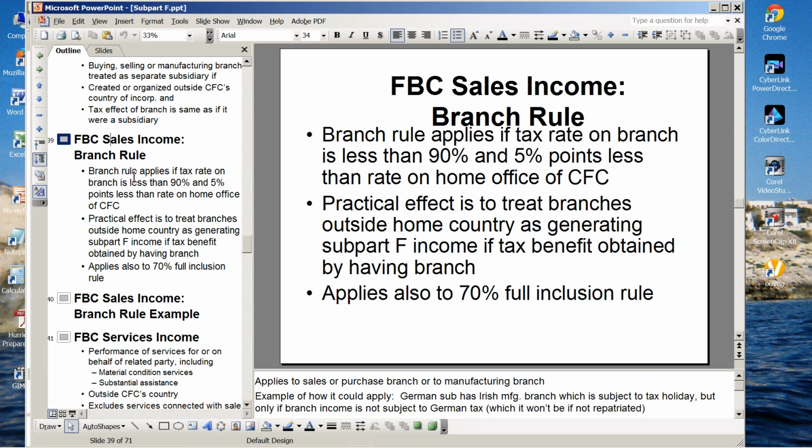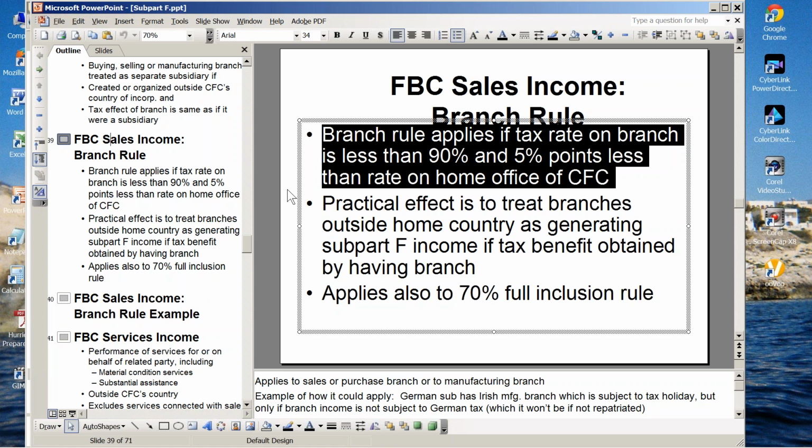with a limitation. Just because you have a branch and just because it's treated as a subsidiary doesn't mean this branch rule kicks in. There has to be tax savings as a result of the branch, not U.S. tax savings, foreign tax savings.